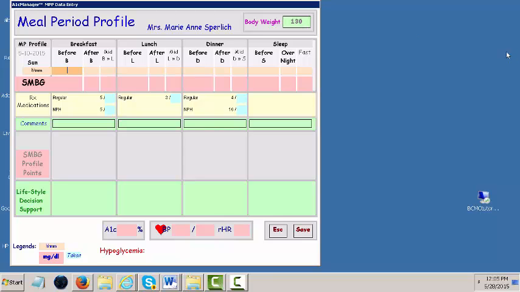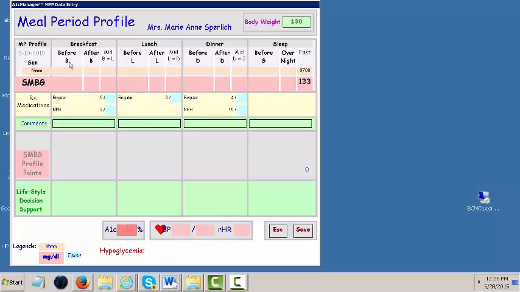I'm going to go over here and put a fasting blood glucose. It's the first blood glucose measurement of the day. It was at 7 o'clock. And it was 133. Enter.